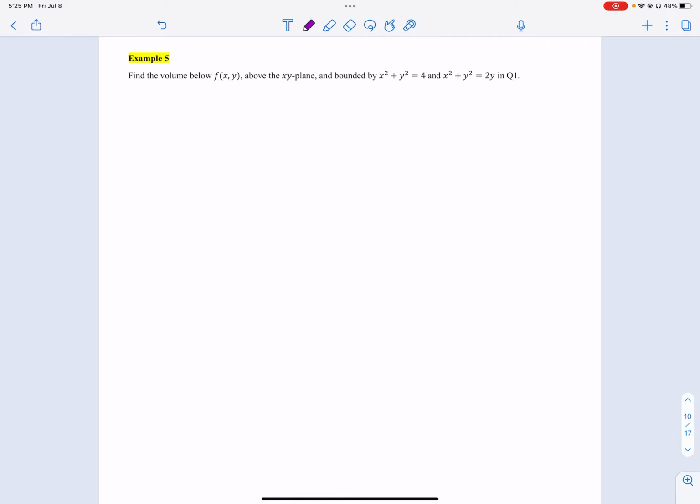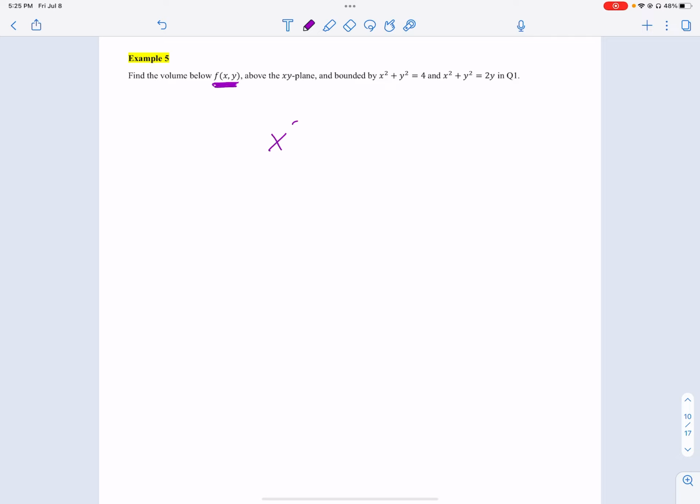This video will continue our discussion of section 14.3. This is over double integrals, volumes in 3-space. It says find the volume below the surface. We don't actually have a surface here, so it's going to be just a setup problem because they didn't give us an actual function, just a general one. Above the xy plane, bounded by these two things.